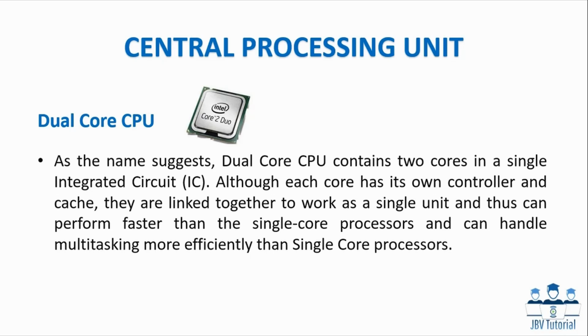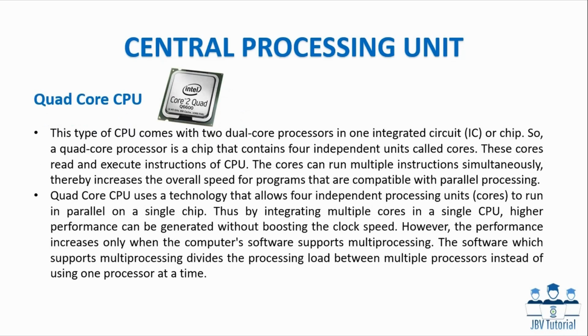Dual-core CPU. As the name suggests, a dual-core CPU contains two cores in a single integrated circuit, IC. Although each core has its own controller and cache, they are linked together to work as a single unit and thus can perform faster than single-core processors, and can handle multitasking more efficiently than single-core processors.